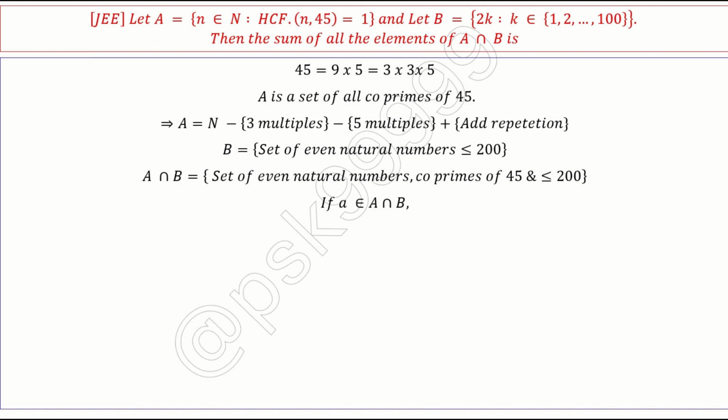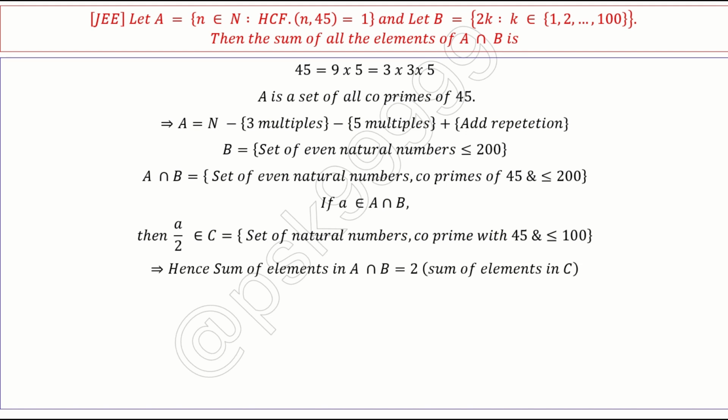I can also say if a belongs to A intersection B, then a by 2 belongs to another set called C, where C is a set of natural numbers co-prime with 45 and less than or equal to 100, up to 100 only, right? So this is a simple set which we can easily find out. Hence the sum of elements in A intersection B equals 2 times the sum of elements in C, because it is a by 2.